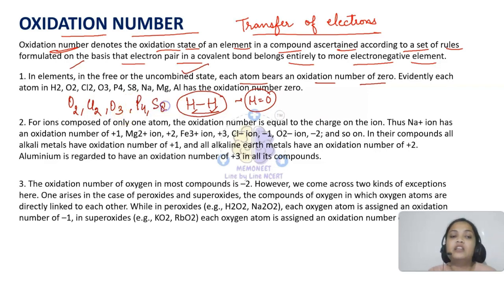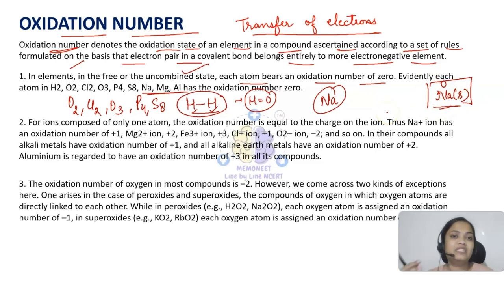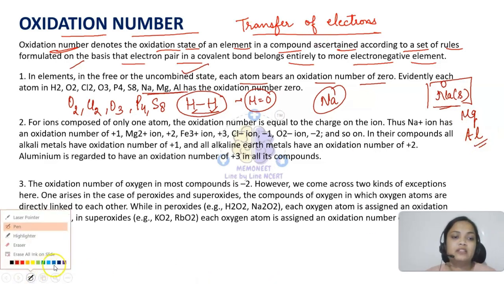P4, S8. Now, if I talk about the free state of an element, let's say sodium is present in its free state. If in any reaction you are getting the product as sodium metal, it means the oxidation number of that sodium metal would be 0, because it is in free state and has not combined with anything, so no transfer of electrons has happened. If no transfer of electrons has happened, we can't assign a positive or a negative charge to it. Like sodium, magnesium, aluminum, if they are present in free state. So that you need to understand. All right, that is the first rule.